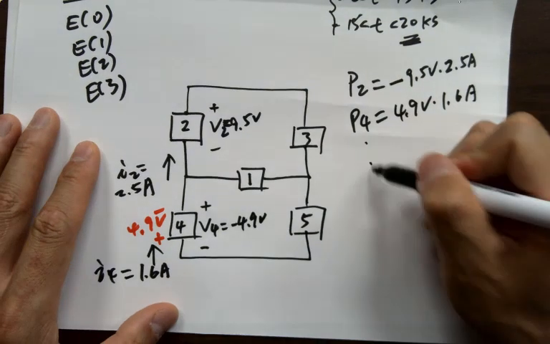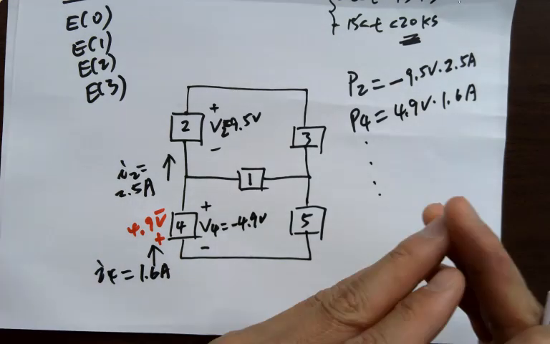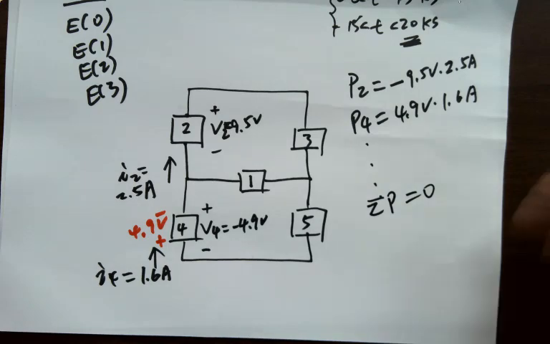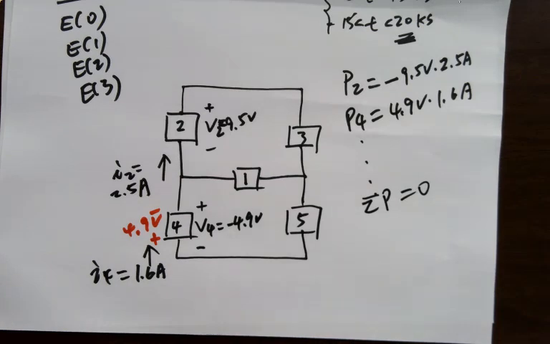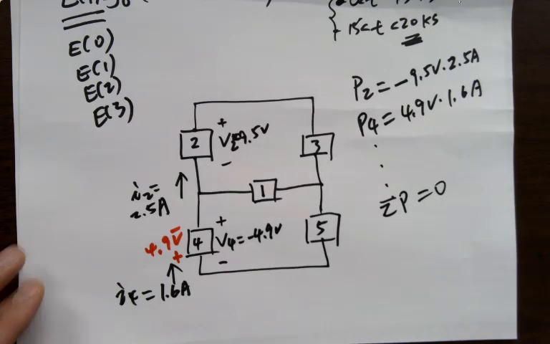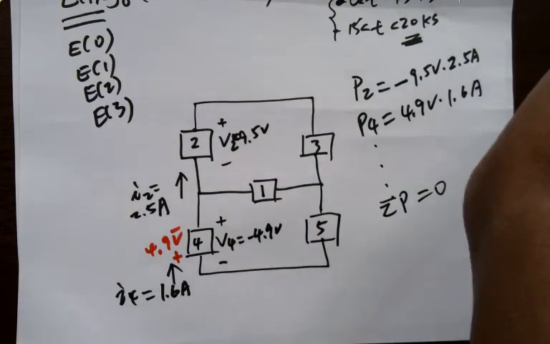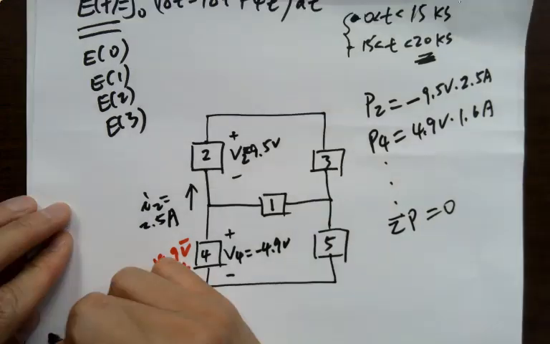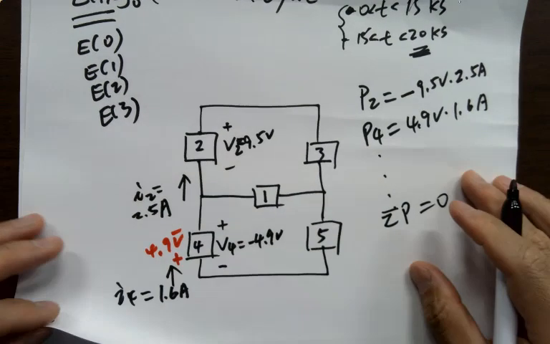Okay, just keep doing this for all the components. You can add them together. It should be 0. If it's 0, you check the power balance. Otherwise, check no. So it's asking you yes or no. Any questions about this?